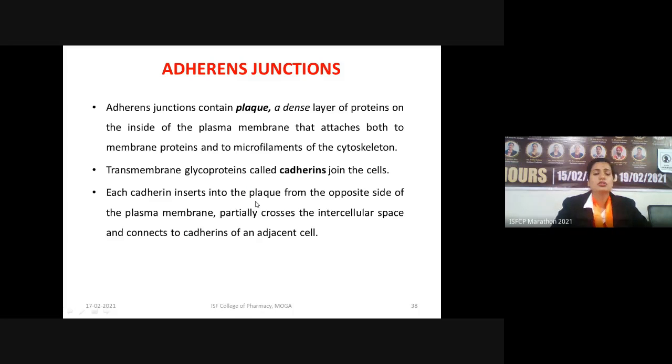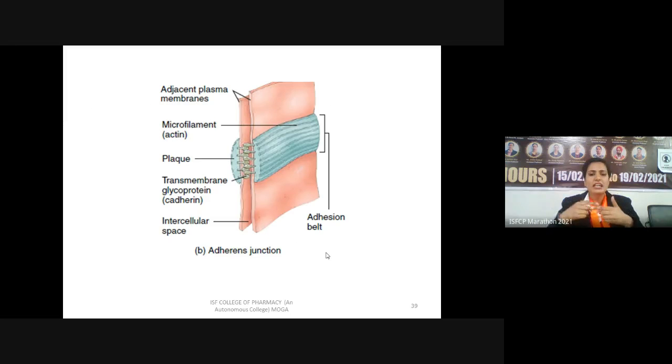Each cadherin inserts into the plaque from the opposite side of the plasma membrane, as we have just seen in the diagram. It partially crosses the intercellular space and connects to the cadherin of the adjacent cell. Here is also a structure known as the adhesion belt. This is the adhesion belt which surrounds the cell in the middle. This adhesion belt also contains microfilaments known as actin. These are the contractile proteins which are present on the adhesion belts.